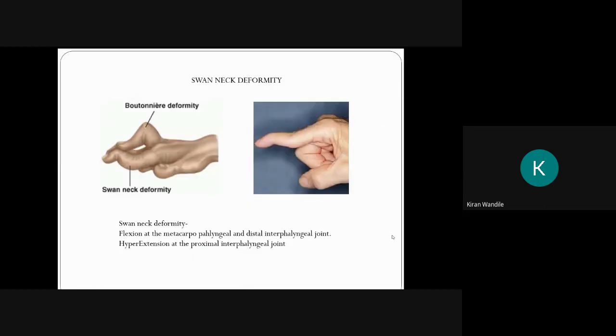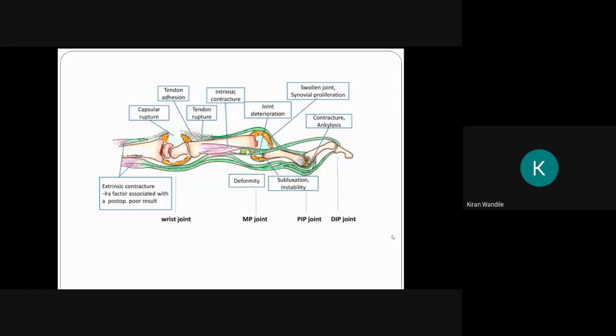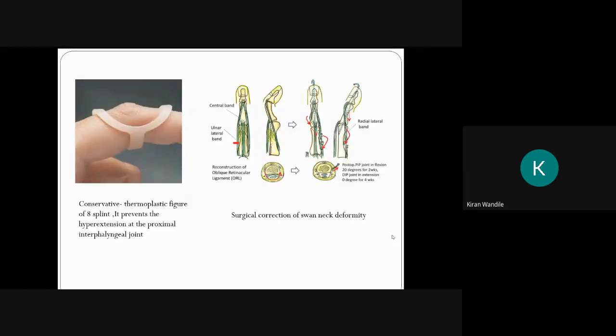So, swan neck deformity, as I told you in the initial period, has flexion at the metacarpophalangeal joint, and primarily hyperextension at the proximal interphalangeal joint, and then flexion at the DIP joint. So these are the various deforming forces which I have already discussed with you. And now we do the surgical correction of swan neck deformity.